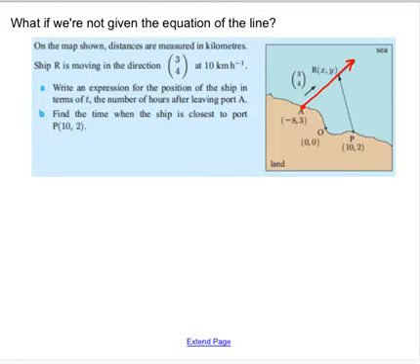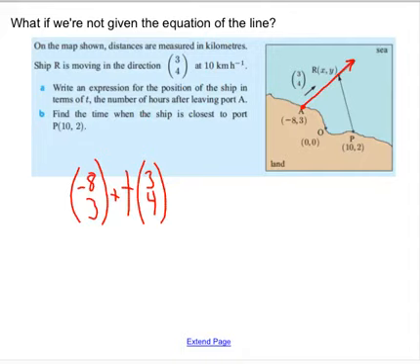Let's get an equation. Negative 8, 3 plus t times 3, 4. We've done this a lot, okay? And that's going to be the position.